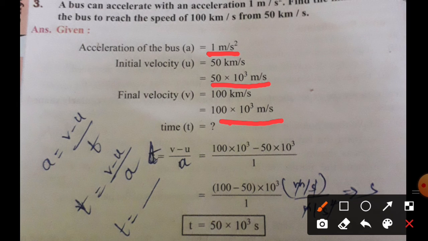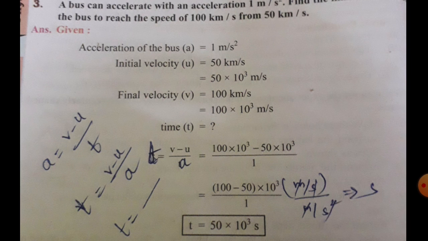Here 10 power 3, and here also 10 power 3, so you write only one 10 power 3 as common. 100 minus 50, multiplied by 10 power 3. Just take one common 10 power 3 here. Is this clear, children? Divided by 1. So 100 minus 50, how much? 50 into 10 power 3. Divided by 1, 50 is the correct answer. So T is equal to 50 into 10 power 3.